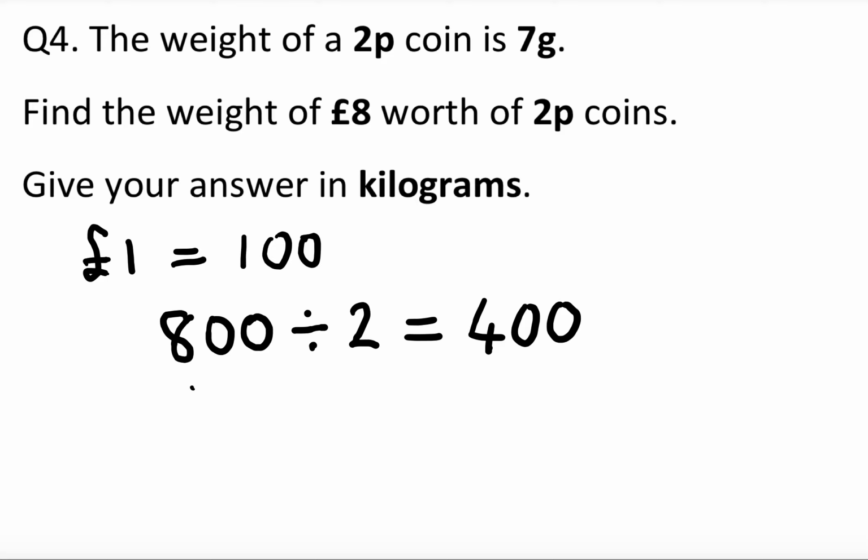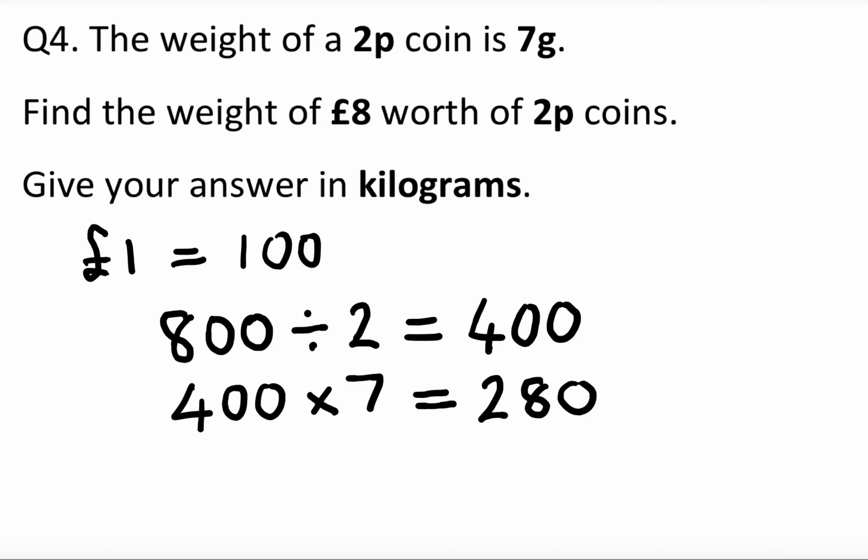So if we've got 400 and we times that by 7, which is the grams, we'll find out the total weight of the £8. And the answer to that is 2,800 grams.